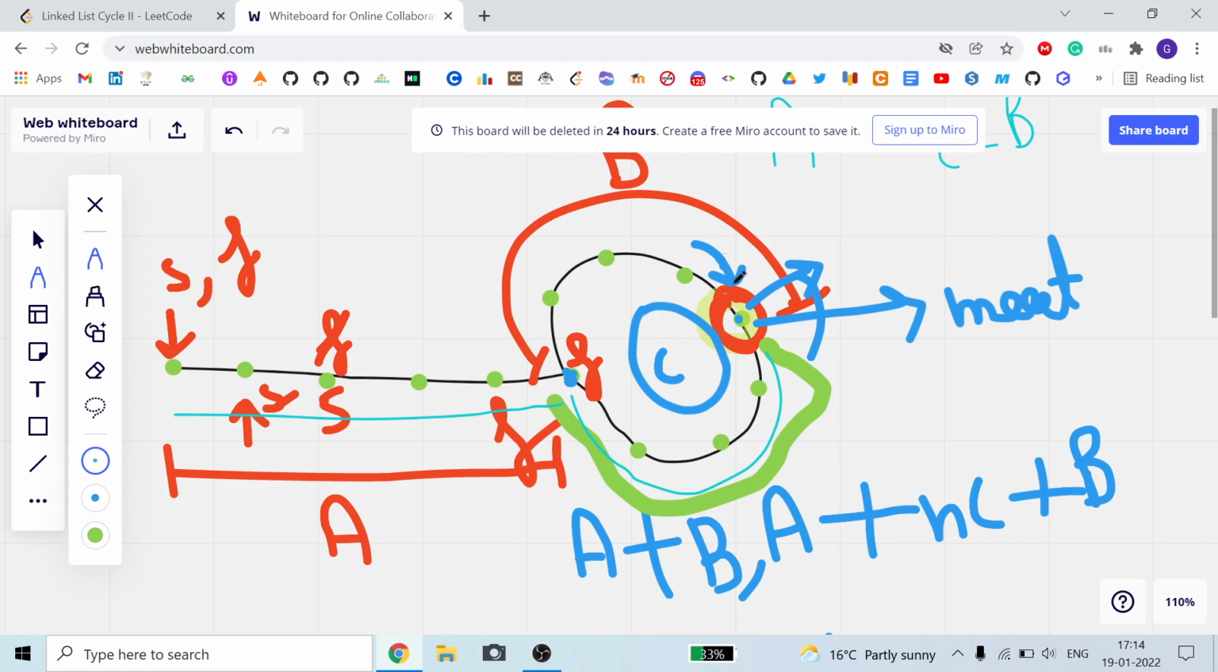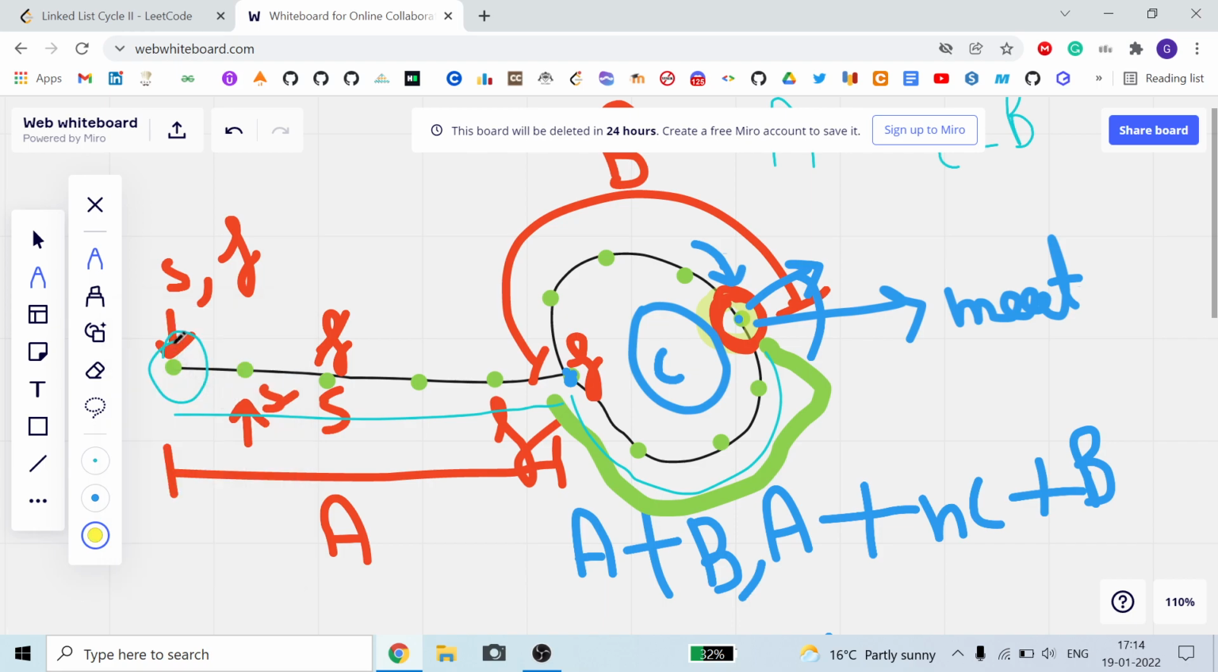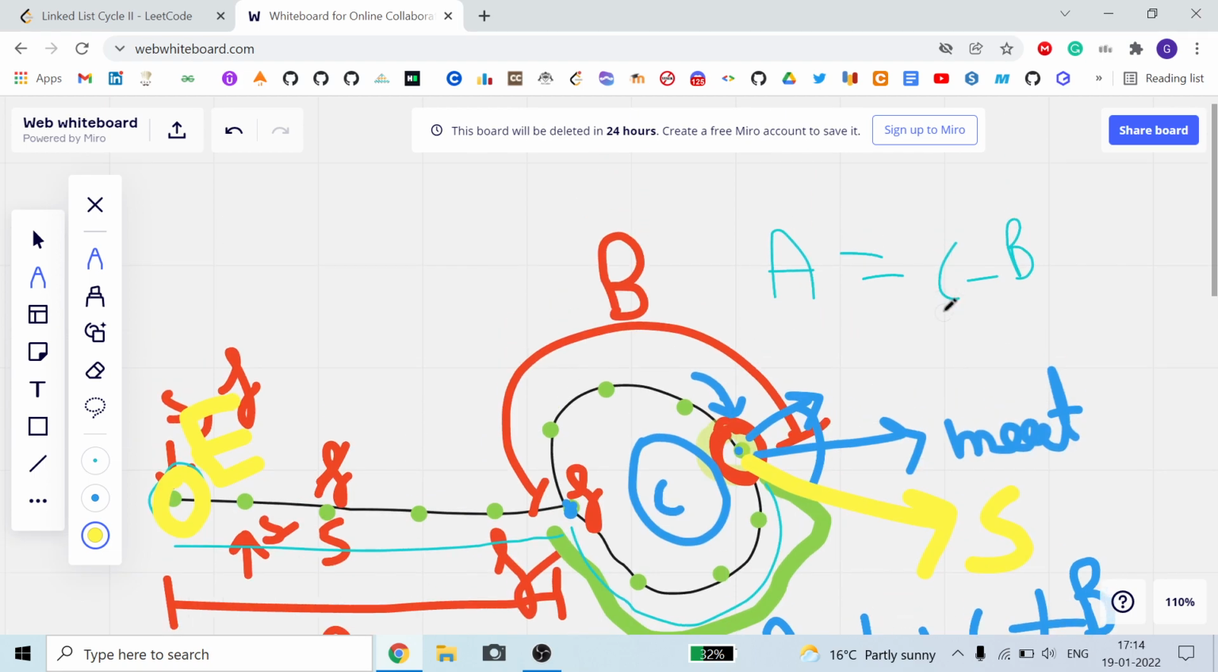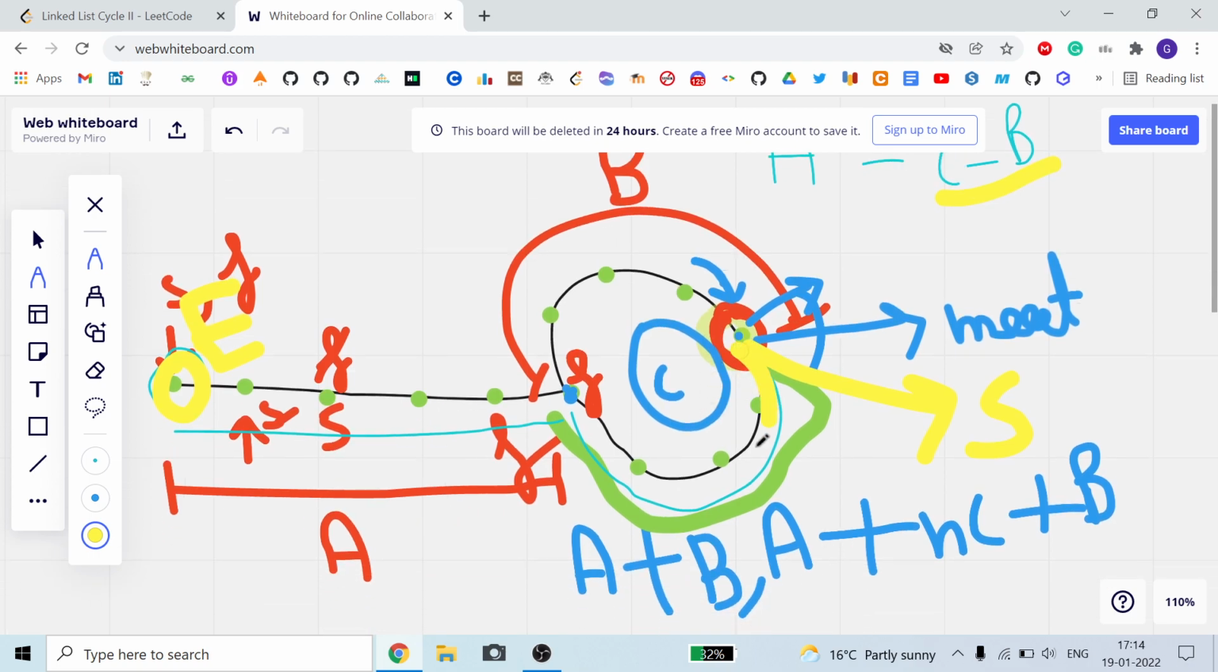And you know our entry pointer is at this position. I'm taking a pointer of color yellow. Our entry pointer is at this position at the moment, and our slope pointer is at this position. So if we move our slope pointer C minus B times, then it will come here. And if we move our E pointer A times, then it will also come here, because A is equal to C minus B.